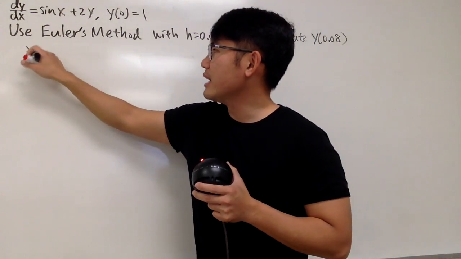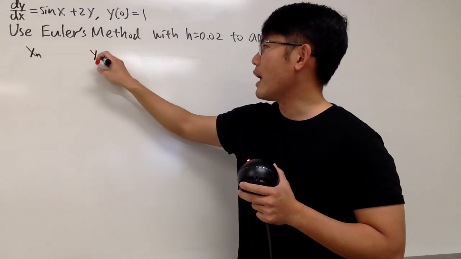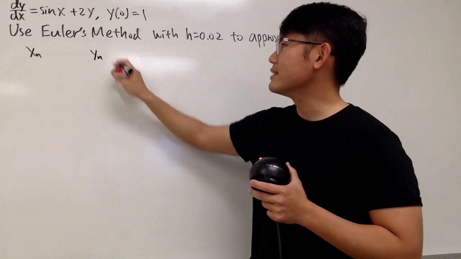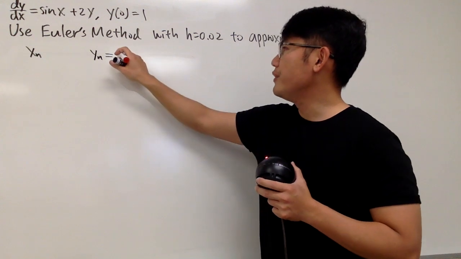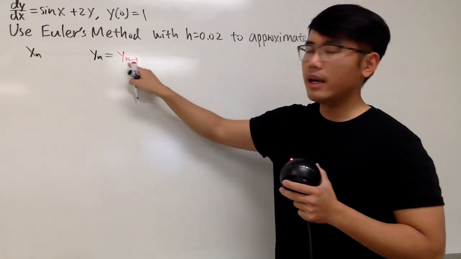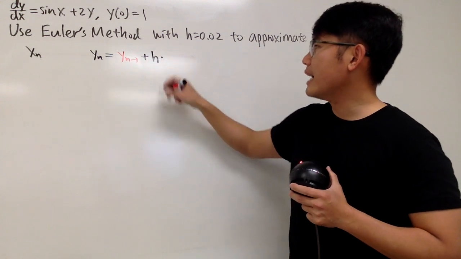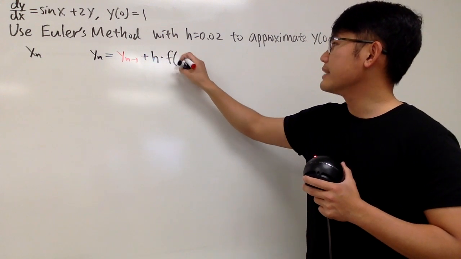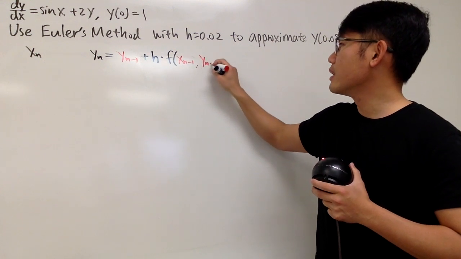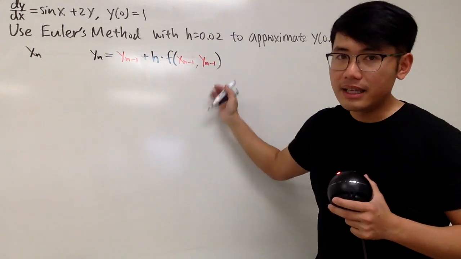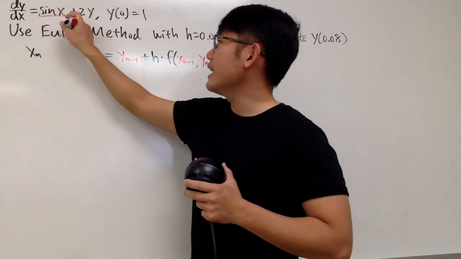We need to have the x values, now we'll just put an xn for that. And then we also need to have the y values, namely yn's. And this right here is the most important part. You have to remember, we need the previous y value first. That's yn minus 1. And then we are going to add h times f of xn minus 1 and yn minus 1.